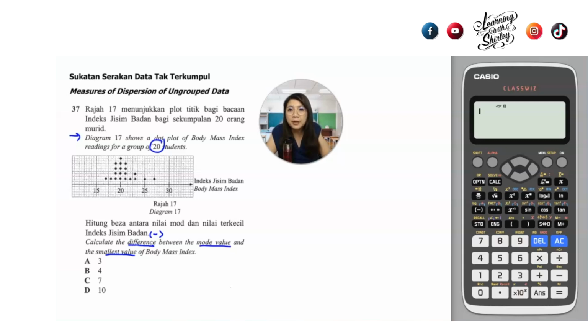So here the smallest value is 17. And the mode value is the highest frequency. So we look at the highest, 1, 2, 3, 4, 5. So the highest, right? Which means that the mode is 20. So the difference between them, 20 minus 17, is 3. Therefore, the answer, ABCD, is A.